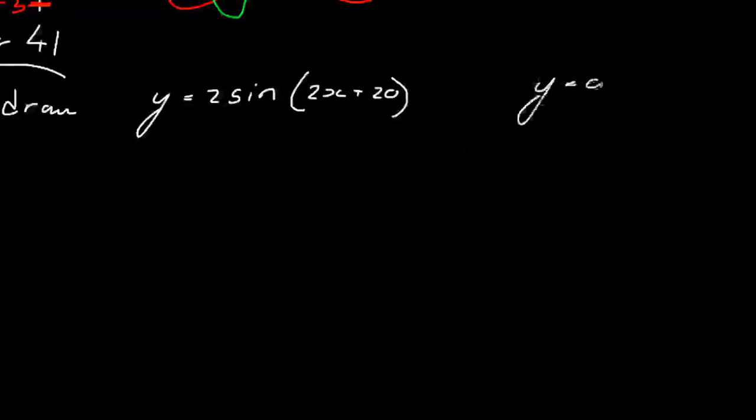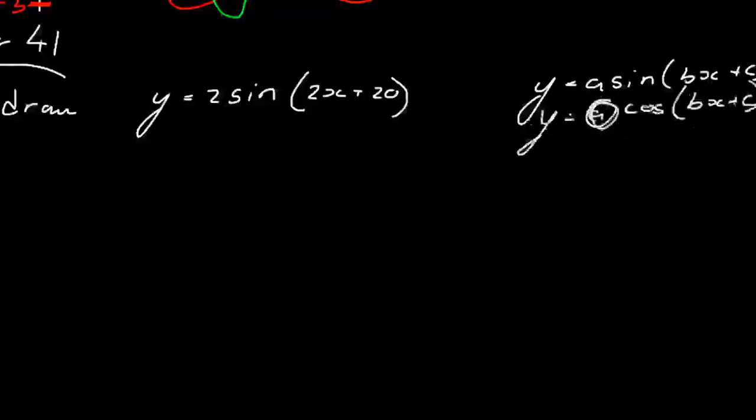y equals a sine(bx plus c), and y equals a cos(bx plus c). Okay, we already know what a does. A is the amplitude. We already know what b is. B is the frequency, and that doesn't change. So b and a are still the same. C is called the phase shift.